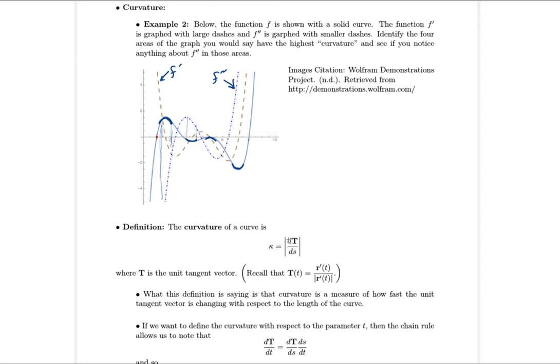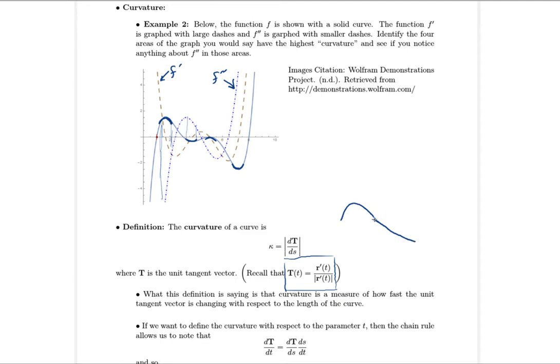Curvature is the derivative of the unit tangent vector with respect to arc length. Okay, so a couple of things to remember. The unit tangent vector is the tangent vector, or r prime, divided by its magnitude, right? So it's always got length of 1. So let's understand why this makes sense for curvature. So let's make a curve here that's got a lot of curvature here, and then a lot less here. Okay, so there we go.